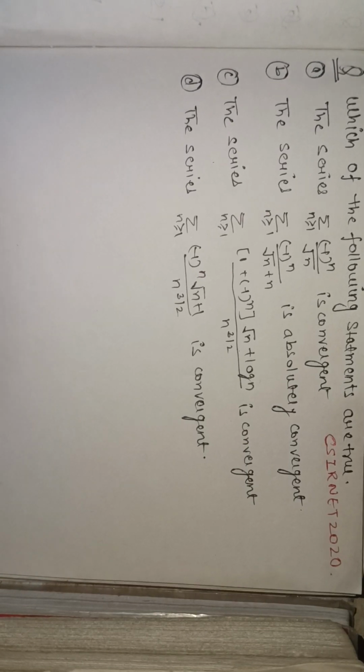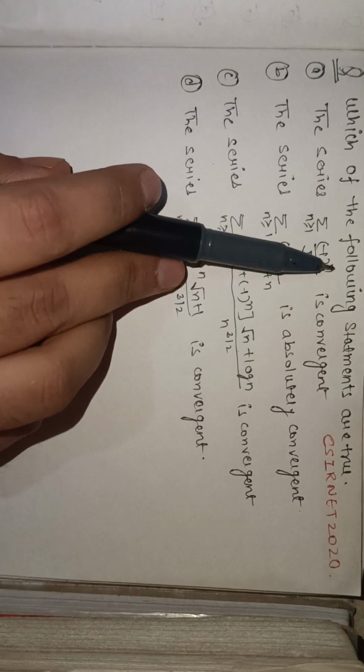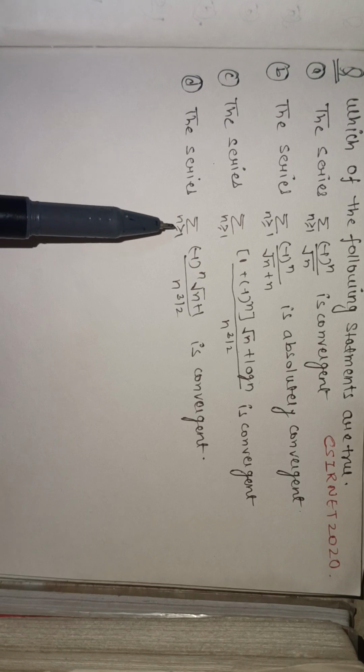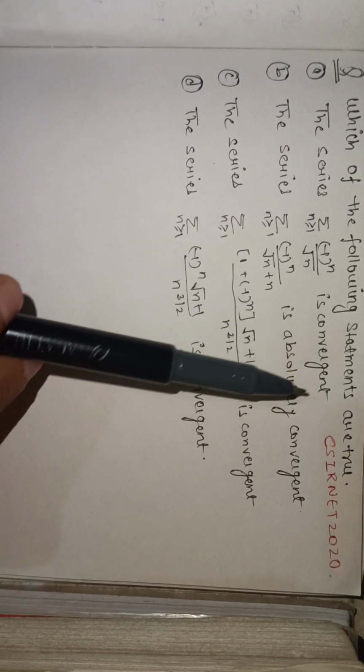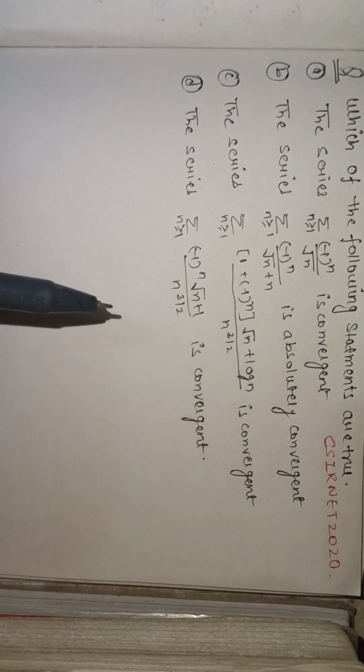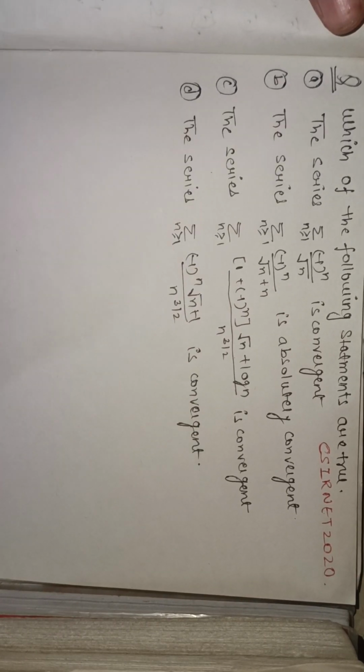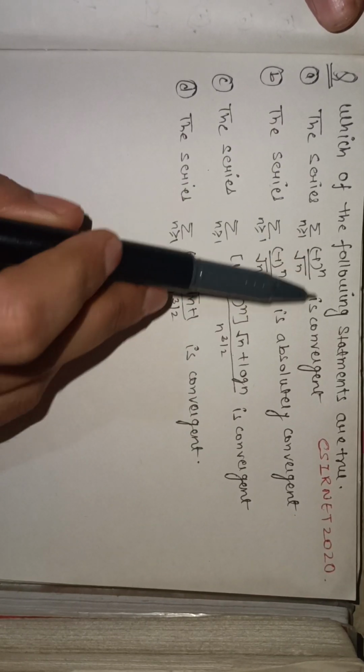In this video lecture, I am going to discuss the next PYQ of real analysis asked in CSIR NET 2020. So our question is, which of the following statements are correct? Here, some series are given and we have to check the convergence or absolute convergence of these series. So one by one we will discuss each option. Option A says the series is convergent.